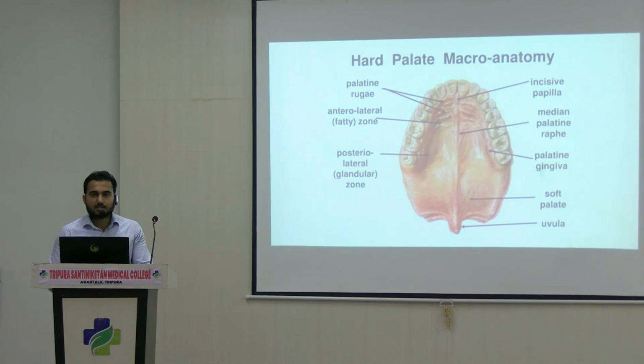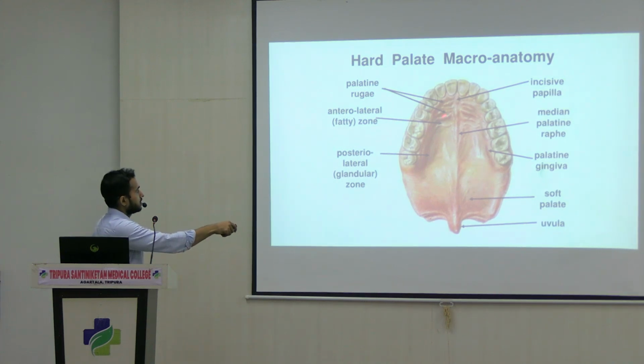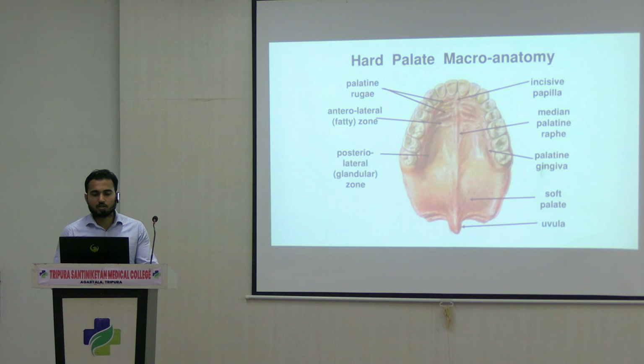Next you can see two important features. Can you see some transverse ridges going from the midline laterally? Can you see the transverse ridges in the diagram? Here, look, these are the transverse ridges. These are called palatine rugae, also called transverse masticatory ridges.